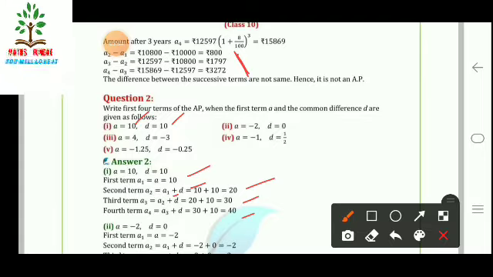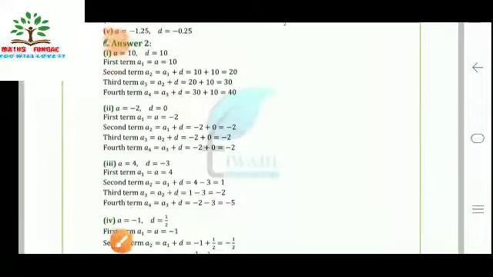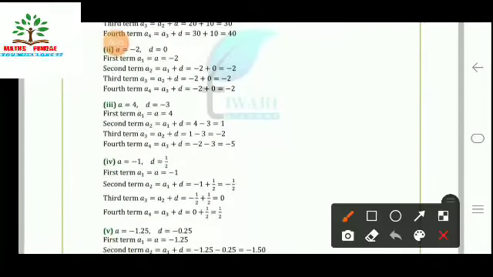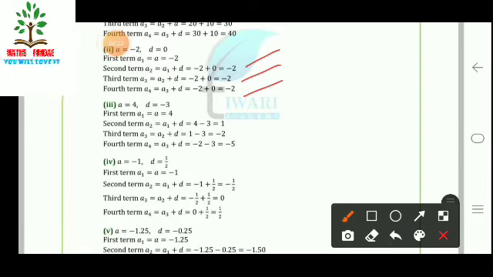Then in the second part, a is minus 2 and d is 0. So again a is minus 2, d is 0, so the first term a1 is equals to a is equals to minus 2, a2 is equals to a1 plus d is equals to minus 2 plus 0, that is minus 2. Then the third term is a3 is equals to a2 plus d is equals to minus 2 plus 0 is equals to minus 2. Then the fourth term is a3 plus d is equals to minus 2 plus 0, which is equals to minus 2 again. So what we are observing here is that all the terms are the same. The reason is very simple, because the difference here is 0 only.